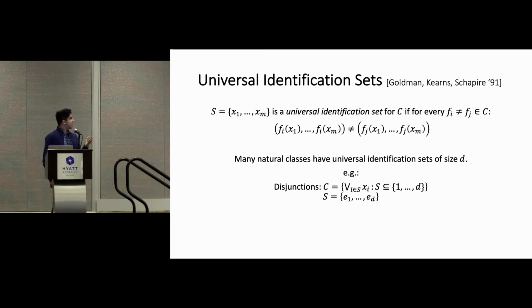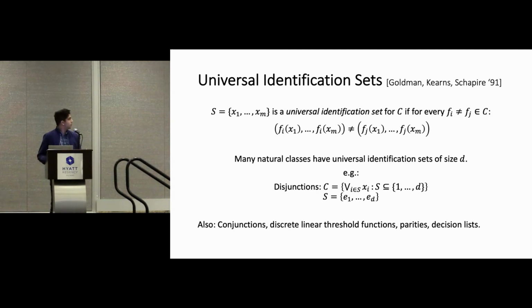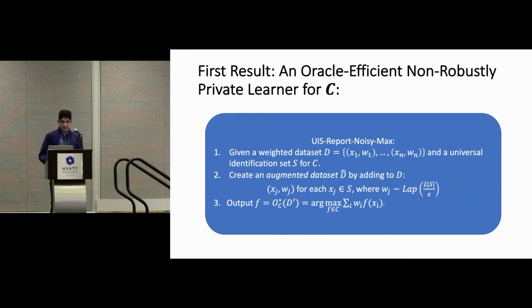And many natural classes have universal identification sets. For example, for conjunctions or disjunctions, it would be the standard basis. Okay. So now we get to our first result, which is an oracle-efficient, non-robustly private learner for any of these classes, which we call the RSPM algorithm in the paper.